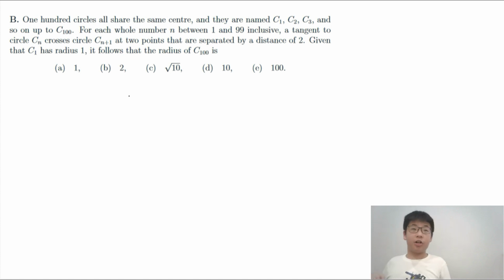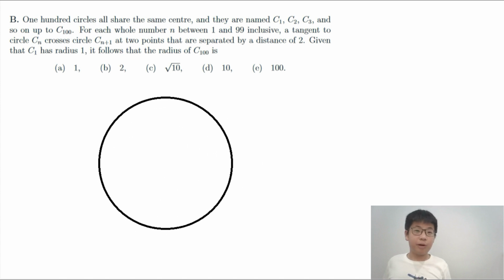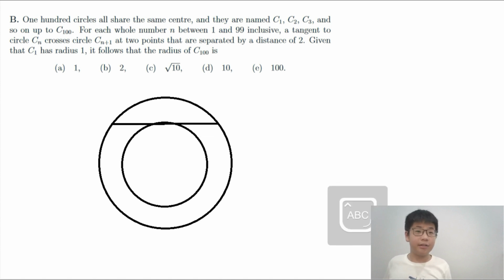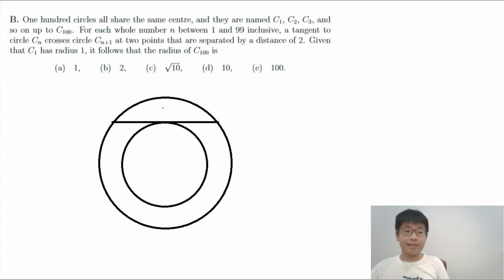100 circles all share the same center. Now, there are 2 points that are separated by a distance of 2. Great, so let's just imagine 2 concentric circles and a tangent line. Don't forget, this is what we are aiming for. And remember that this is actually a distance of 2. Now, let's set the outer radius to be S and the inner radius to be R.